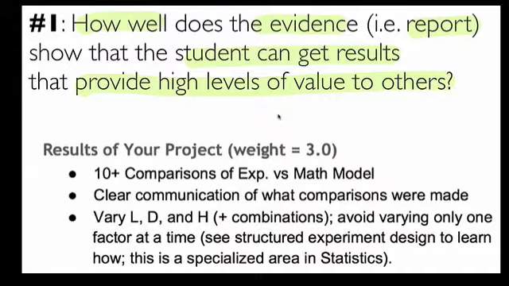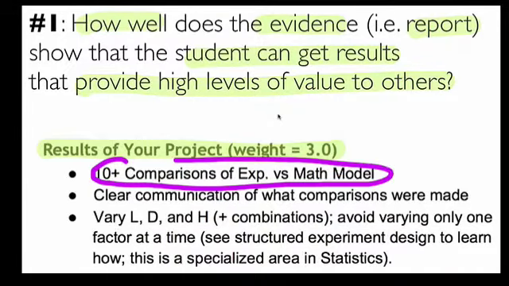And so on the rubric, you'll see this dimension, and you'll see the weight, and I'm looking for a few specific things. Did you make about 10 or more comparisons of experiment versus a math model? Do you have clear communication of what your comparisons were? Did you vary the length, diameter, and elevation head and avoid varying only one factor at a time?